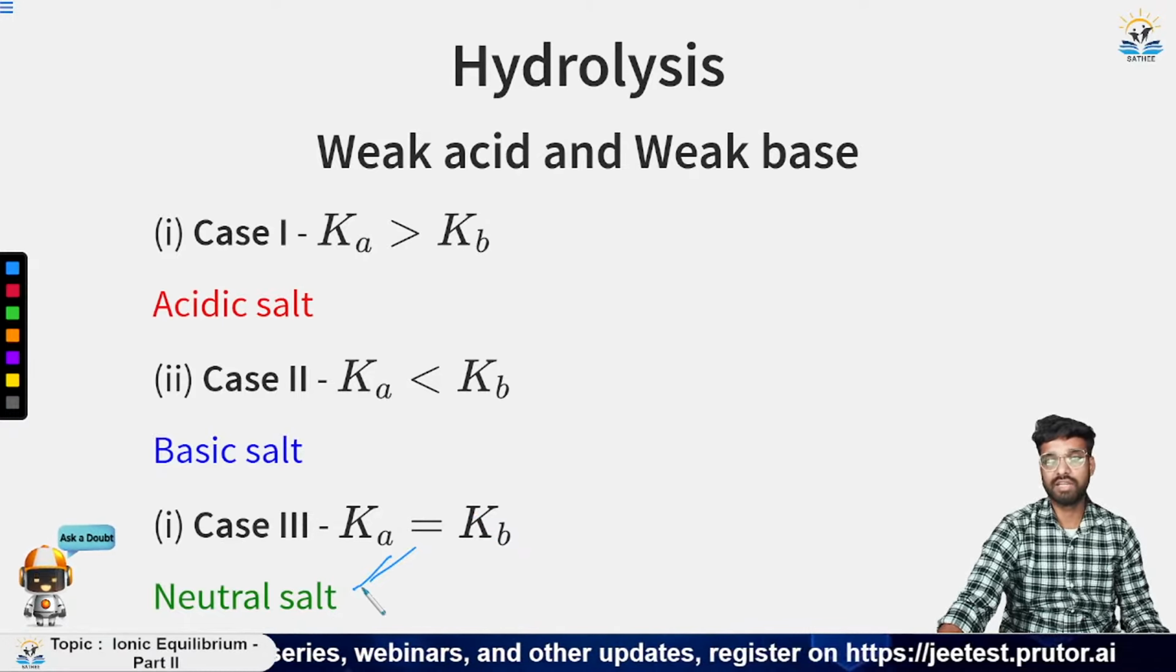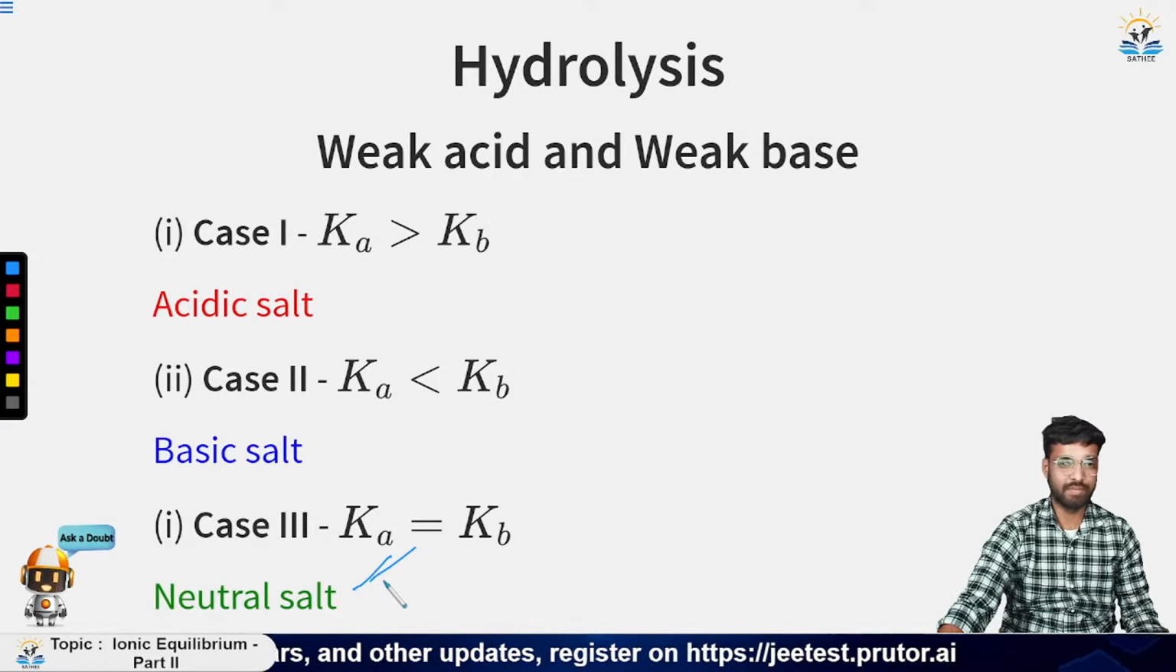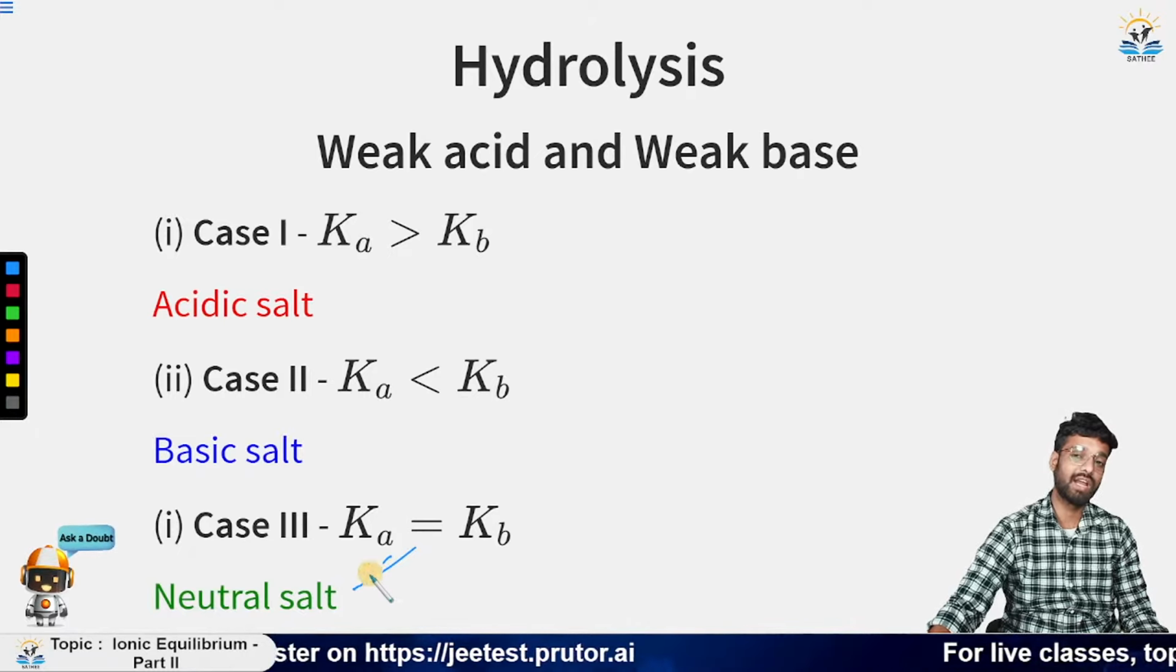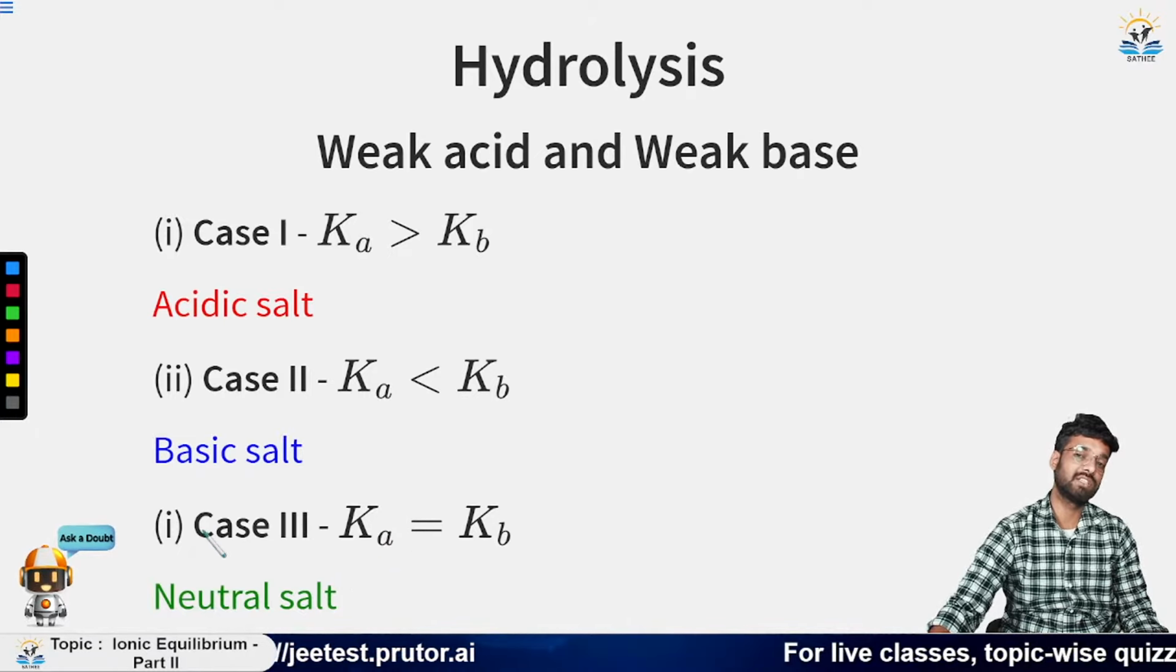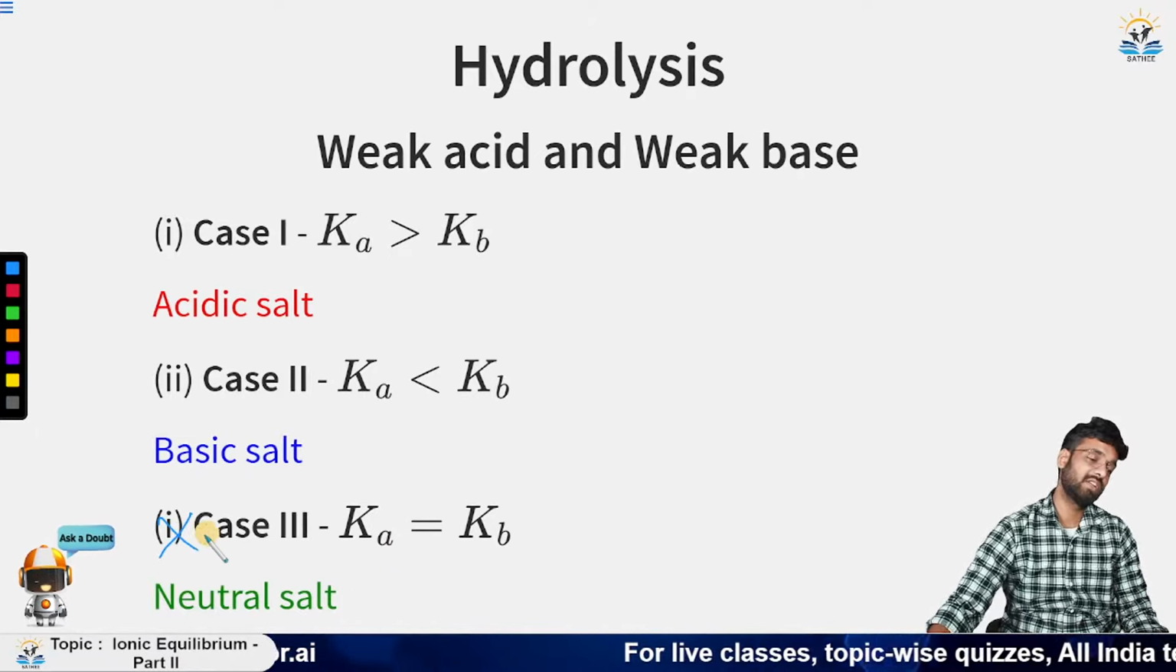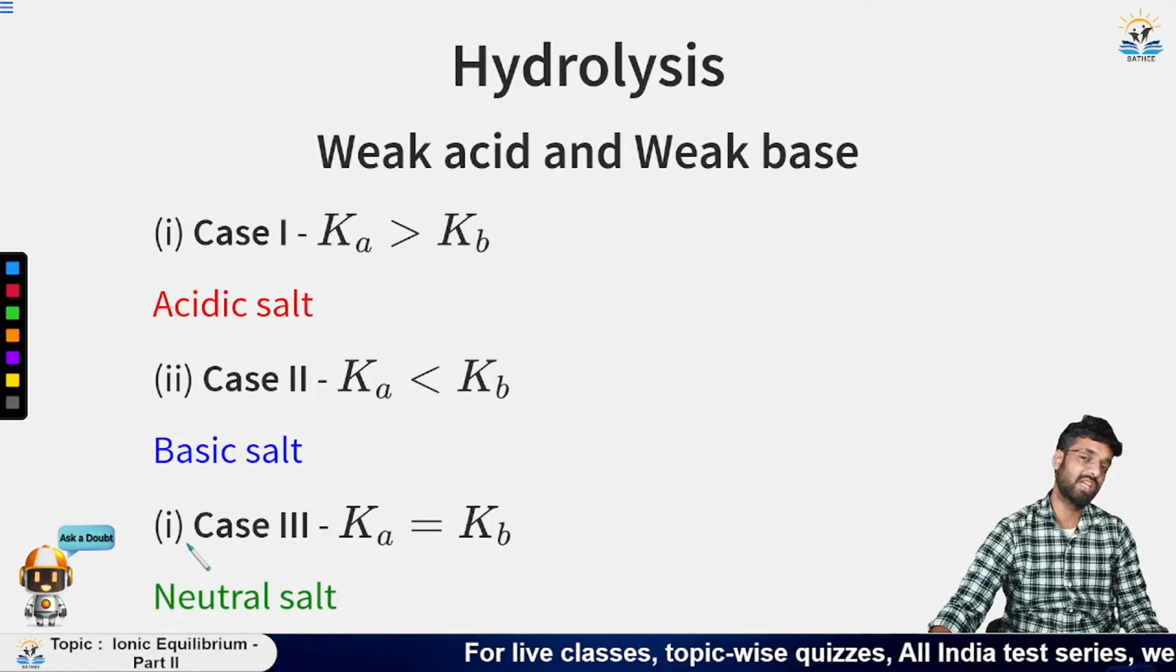This is generally not a case. We cannot see any weak acid and weak base which have an absolutely same value of Ka and Kb. So it is an ideal case. It can be mentioned in a question, then asked. So it is a hypothetical case, but a question can be asked from here also.